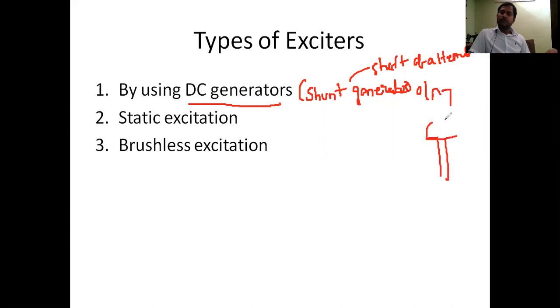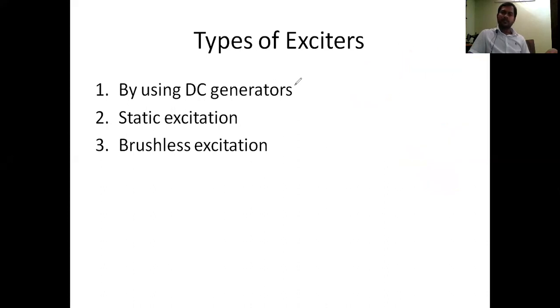So these are the poles available like this. This is the field winding, and DC supply is available. The output of this generator is connected to the DC supply. This is by using a DC generator, and the next one is static excitation.